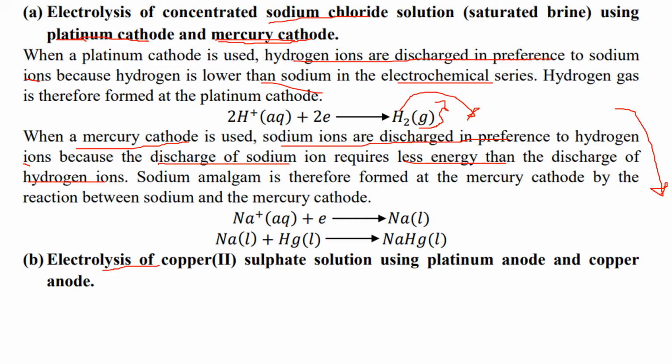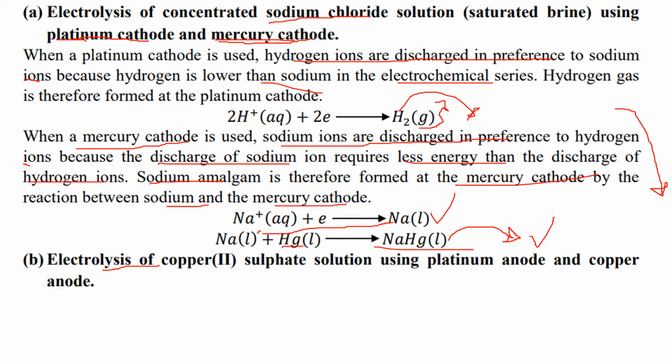After sodium is discharged at the cathode, the sodium reacts with the mercury to form sodium amalgam. That's why we are saying that sodium amalgam is formed at the mercury cathode by the reaction between the sodium and the mercury cathode that you have used. So first is the discharge, and after the discharge, the sodium formed reacts with the mercury to give us sodium amalgam. Now for you to get sodium hydroxide, we get this sodium amalgam and then we dissolve it in water. And that's how you form sodium hydroxide. It's a very common question under paper 1 of chemistry.